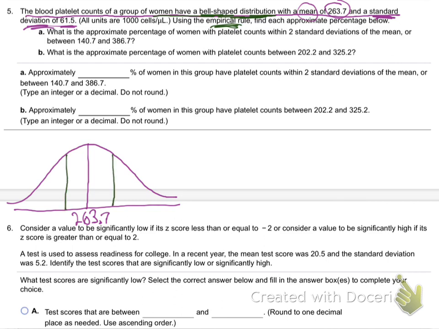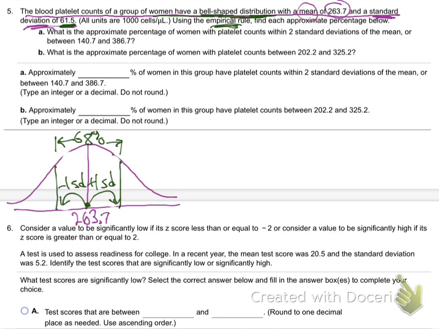Then you go one jump. This is one standard deviation jump to the right, and to the left. Let me move that a little further, about right there, and about right there. You'll find that from here to here you have 68% of the data, within plus 1 SD or minus 1 SD, as SD stands for standard deviation, which they're giving me right here, 61.5.